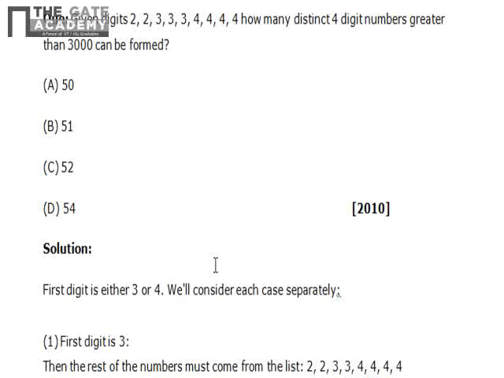If I want to solve this, I'll start by observing that to form a number greater than 3000, there will be two cases: the first digit is either 3 or 4, because we cannot start with 2. So we'll take these two cases separately.